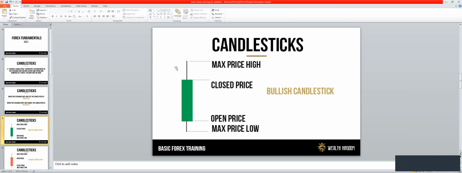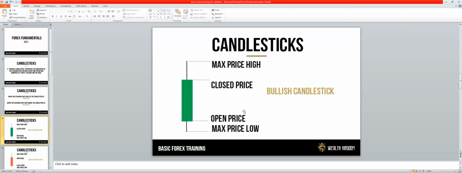Within this period of time, we see here on the top wick the max price high. This means that within this period of time, price started here, actually reached as far up as here, but ended up closing down here. This bottom wick shows you how low it went within this period of time. So it opened here, and within this period of time it went as low as down here, and as high as up here. But then this whole candlestick ended up closing at this price here, which is at the top of this rectangle. Opened here, closed here, reached as high as here, and reached as low as here.